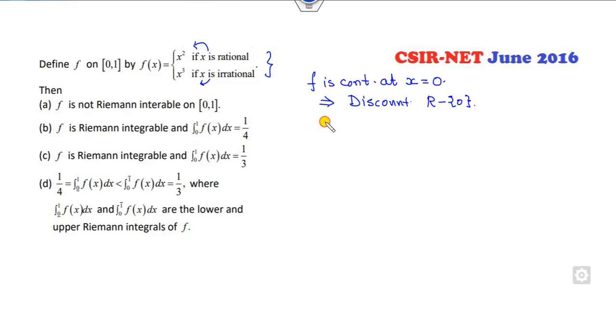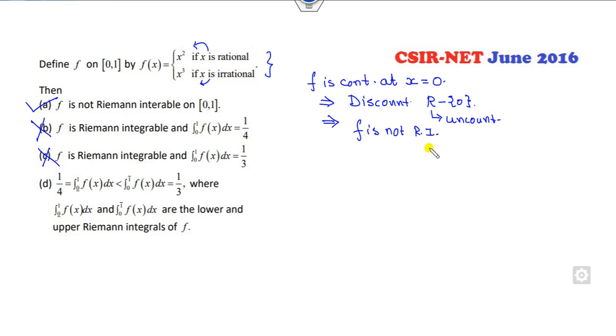R is uncountable. Fine. So what does it mean? f is not Riemann integrable. So f is not Riemann integrable is the correct option. This is cancelled. This is cancelled.